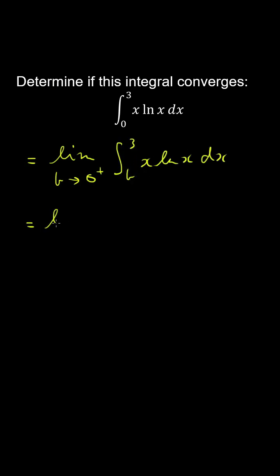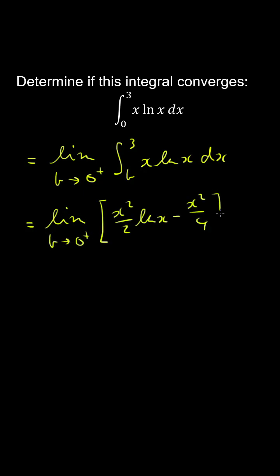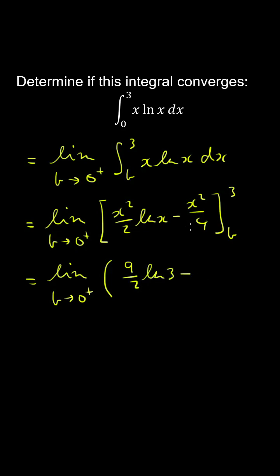And now if you evaluate this integral by parts, you're going to get the following result evaluated from b to 3. And therefore we get the limit as b goes to 0, and 3 squared on 2 is 9 on 2 by the natural log of 3, and then minus 3 squared on 4, and minus b squared on 2 by the natural log of b, and then plus b squared on 4.